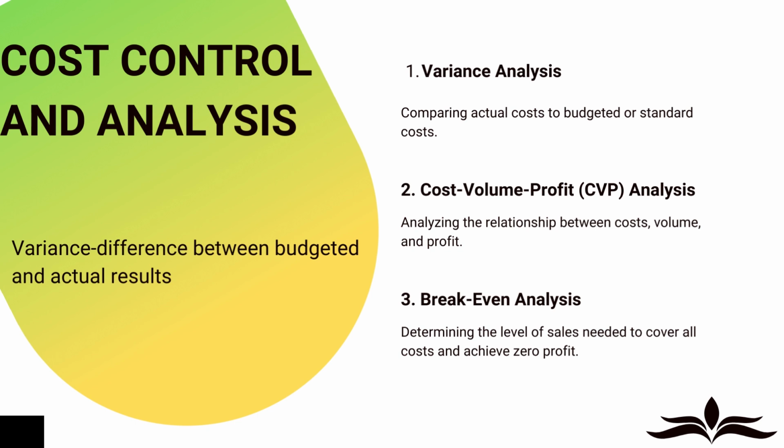Again, as an entrepreneur on costing, there is an aspect called cost control and analysis. So one, there is the variance analysis, and this is where you compare the actual costs to budgeted or standard costs to identify discrepancies and reasons behind them. Then you do the cost-volume-profit, or CVP, analysis. This is where you analyze the relationship between your costs, volume, and profit to make informed business decisions. Then there is the break-even analysis. Break-even analysis is where you determine the level of sales that is needed to cover all your costs and achieve zero profit.